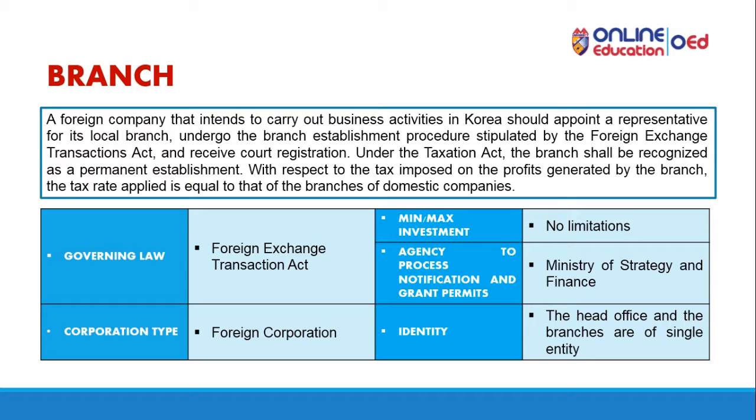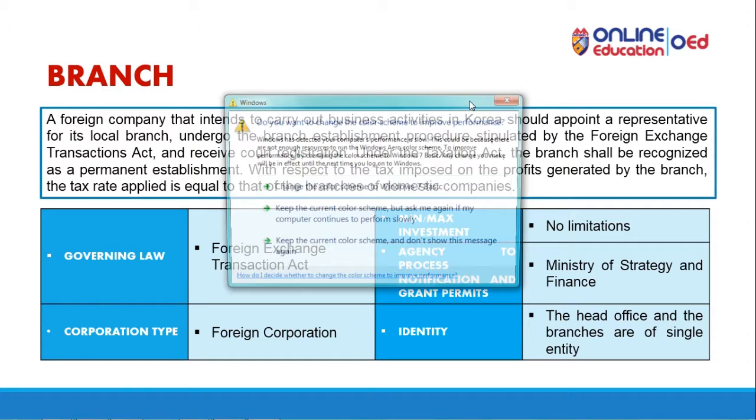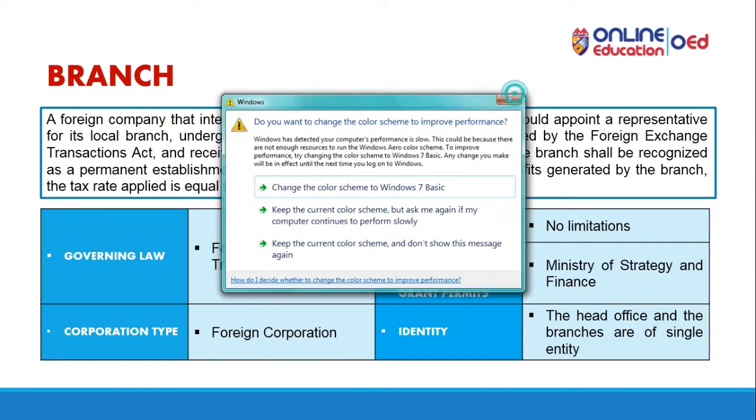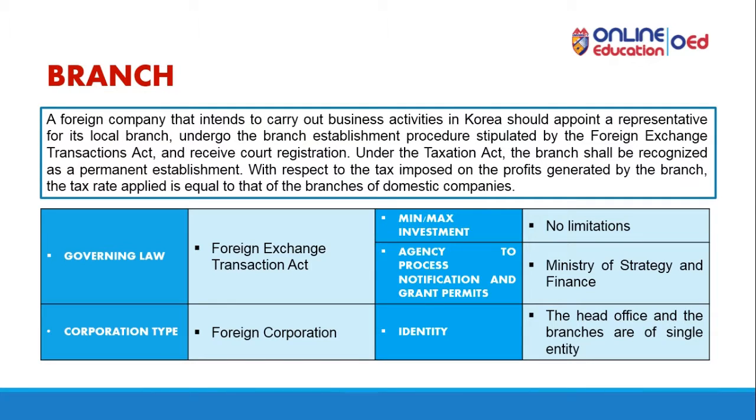The governing law is the Foreign Exchange Transactions Act, and the corporation type is a foreign corporation. Minimum or maximum investment: no limitations, so unlimited. The agency to process notifications and grant permits is the Ministry of Strategy and Finance. On identity, the head office and the branches are a single entity.